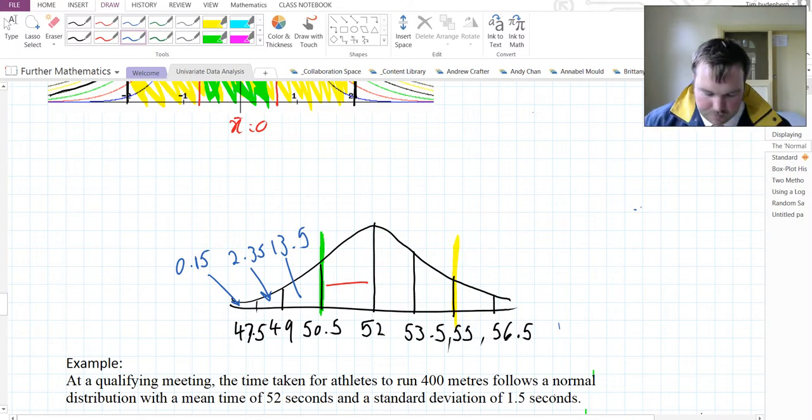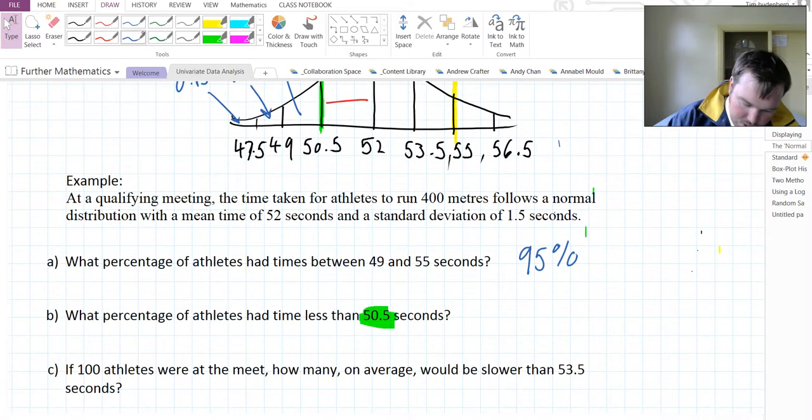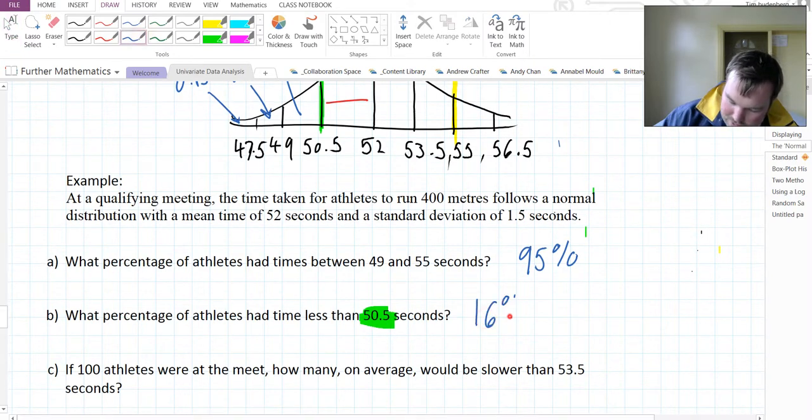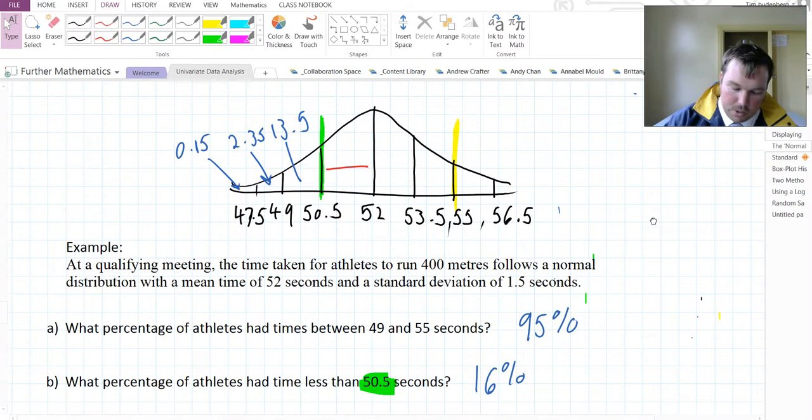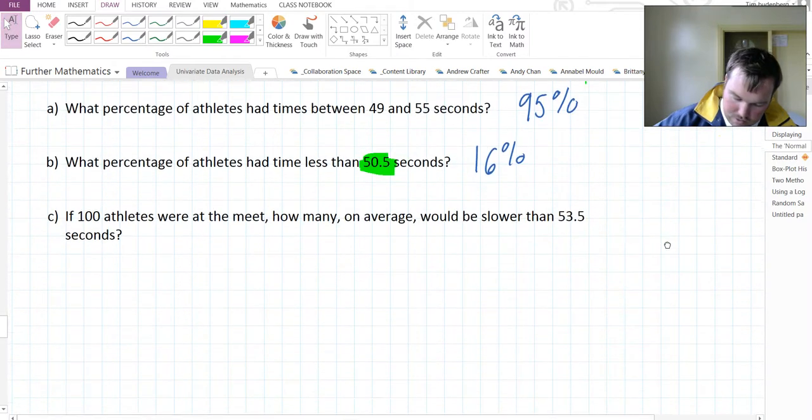All in all, we have to add those percentages together. So 2.5 plus that is going to come to a total of 16%. So we would predict that 16% of athletes had a time less than 50.5 seconds. Now there weren't many right at this end, because that's where the freakishly fast ones are, but the 13.5%, so quite a few of them, fell between 49 and 50.5.